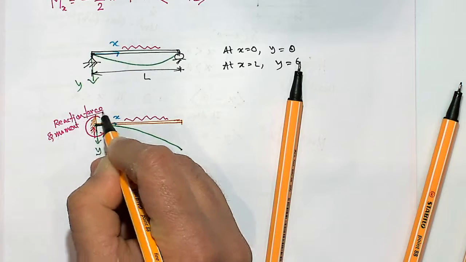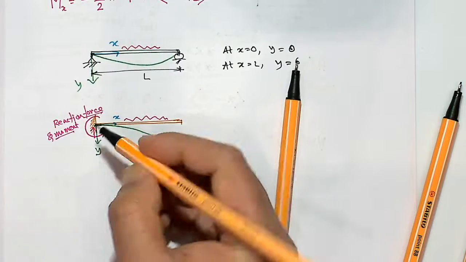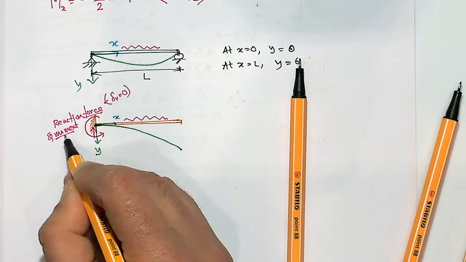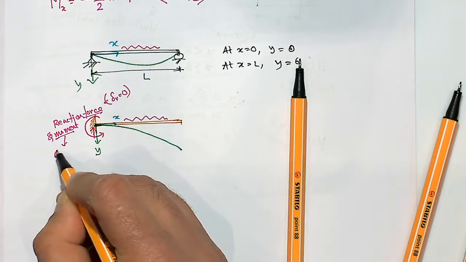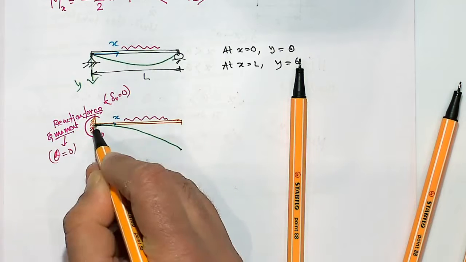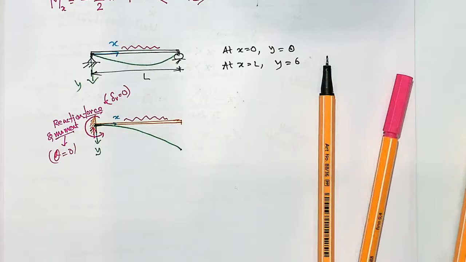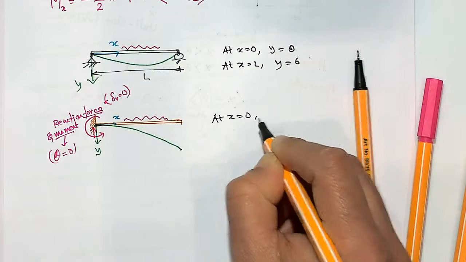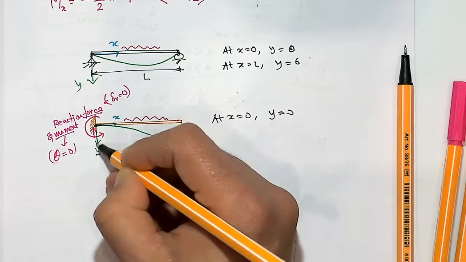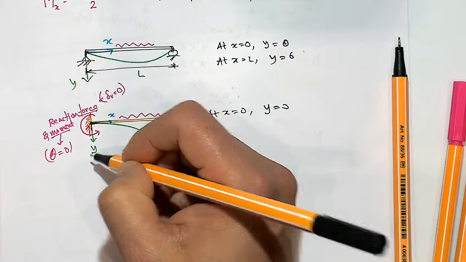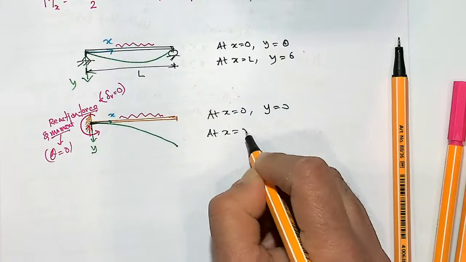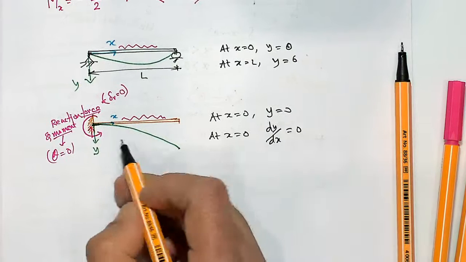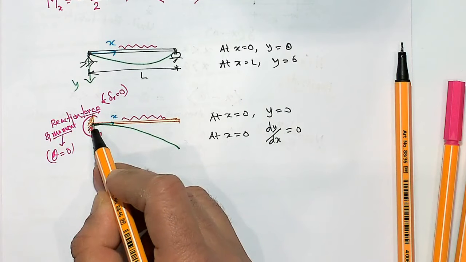So reaction force and reaction moment: the reaction force develops because the vertical displacement is 0, and the reaction moment develops because the rotation is 0 at this point. So your boundary conditions you can write: at x equal to 0, the displacement is 0, because this doesn't allow it to move up or down. And at x equal to 0, dy/dx is 0. So that means that the rotation is 0 at this point as well.